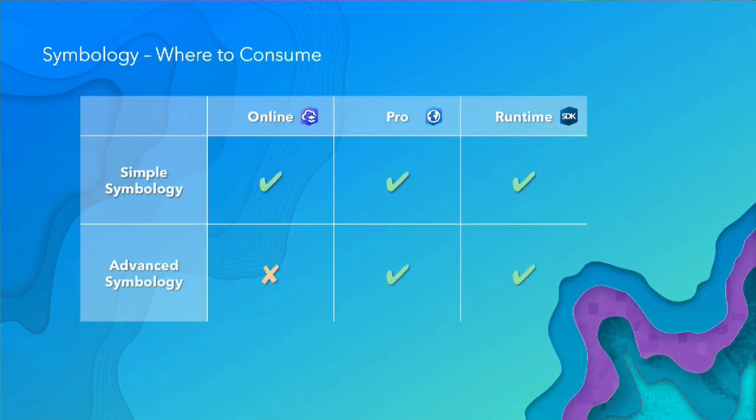So where can you consume these different symbols? Everywhere in the platform you can consume simple symbols. So ArcGIS Online, Pro, Runtime. If you have simple symbols, you can consume those anywhere. Advanced symbols can be consumed in Pro and Runtime, currently not supported in Online.